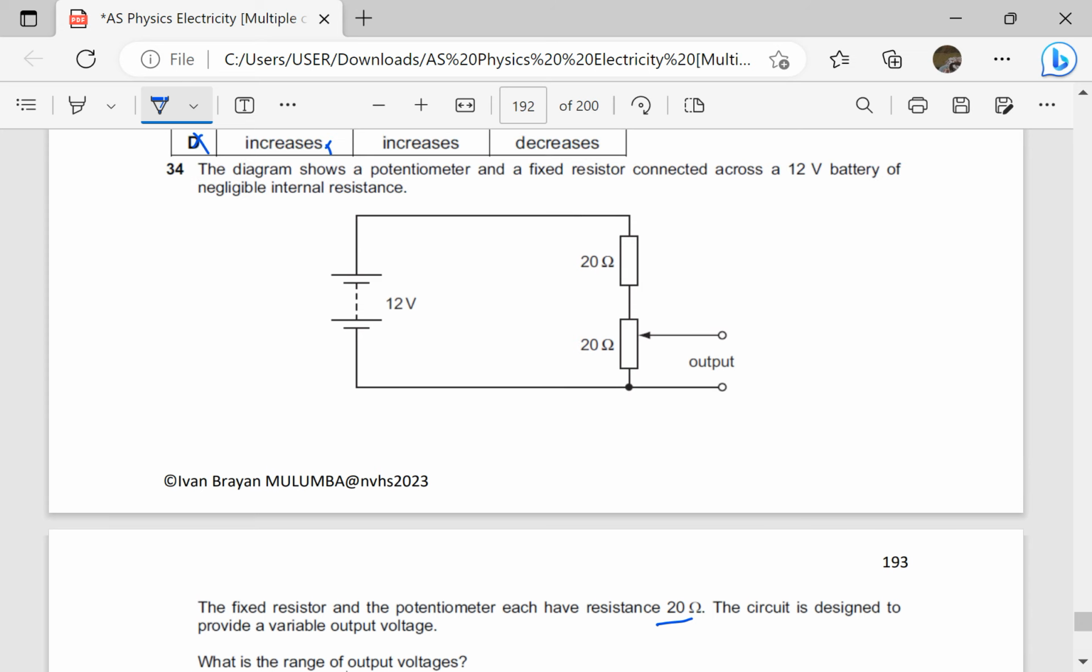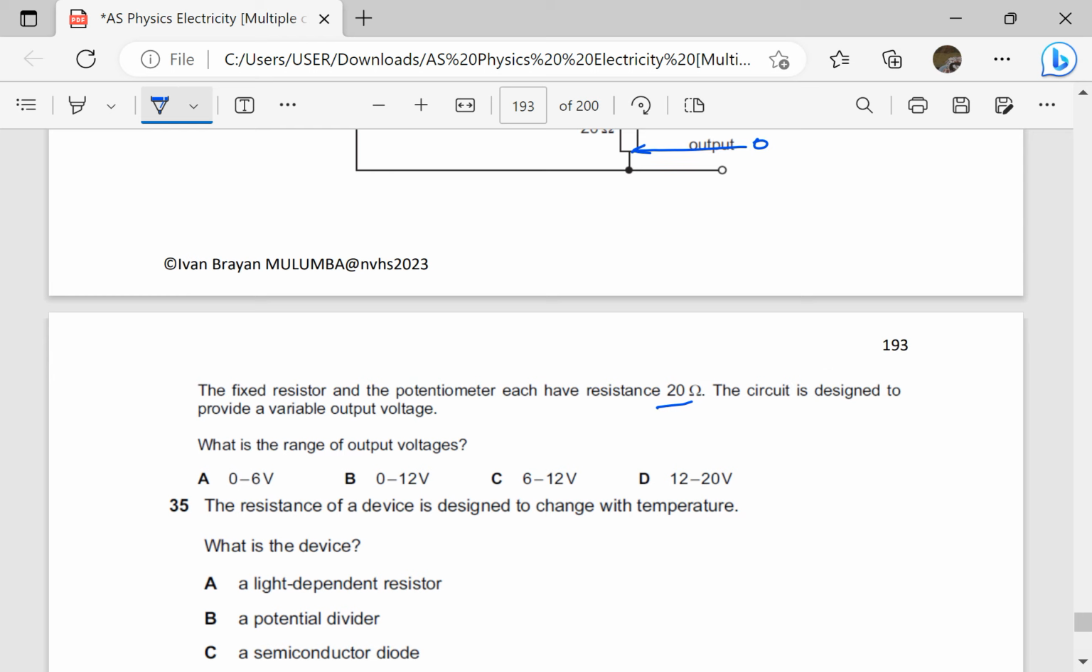Since the output is measured across here, it means when the contact is here, the output will be 0. And when the contact is here, we use the potential divider formula. V out is going to be the resistance there, which is 20, over total resistance there, which is 40, times 12, which gives us 6 volts. So the maximum should be 6. So our answer is going to be A, 0 to 6.